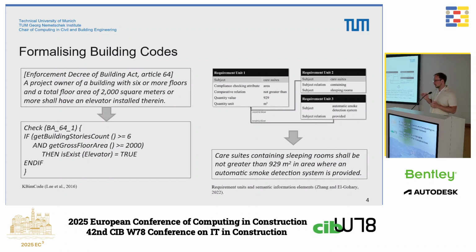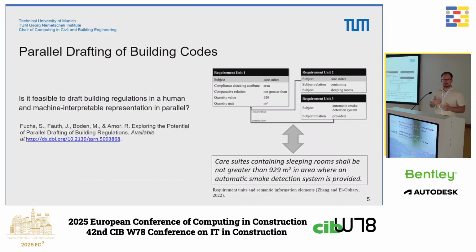Then there was a similar approach from the US, where they proposed we could even structure the regulations already, having a structured format, having requirement units, having semantic information elements, and if we, for example, did something like that during the drafting process, we could generate the natural language automatically. So the question that I asked is: is that actually feasible? Is it useful to do that?